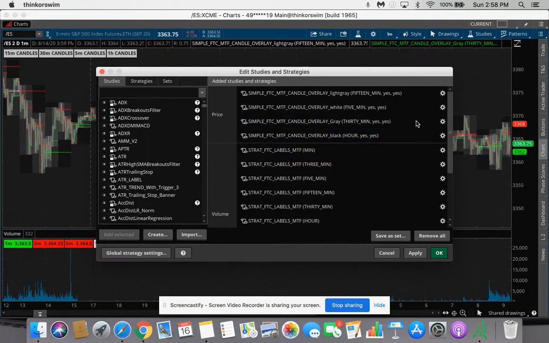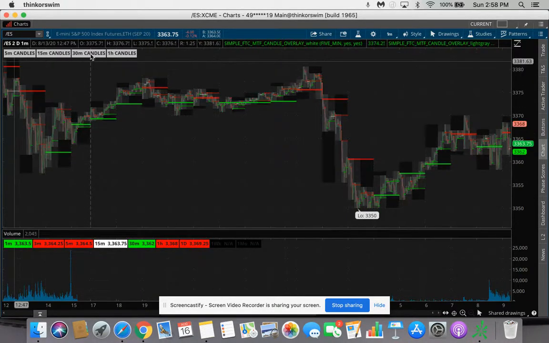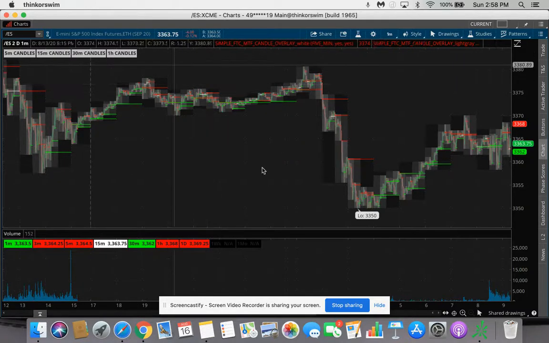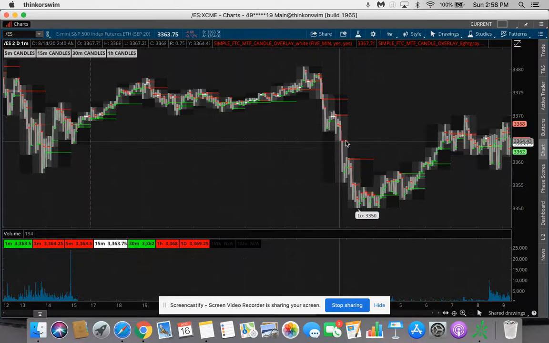We're going to move the 5 minute up. Now it's 5 minute, 15 minute, 30 minute, hour. Yes, it won't really change anything on the chart, but it'll change this here. And now you see 5 minute, 15 minute, 30 minute, 1 hour. So the 1 hour are the big ones. I chose black. You choose whatever color works for you.